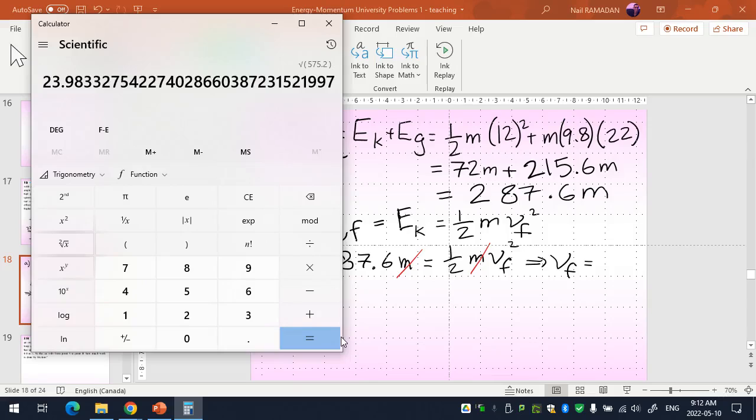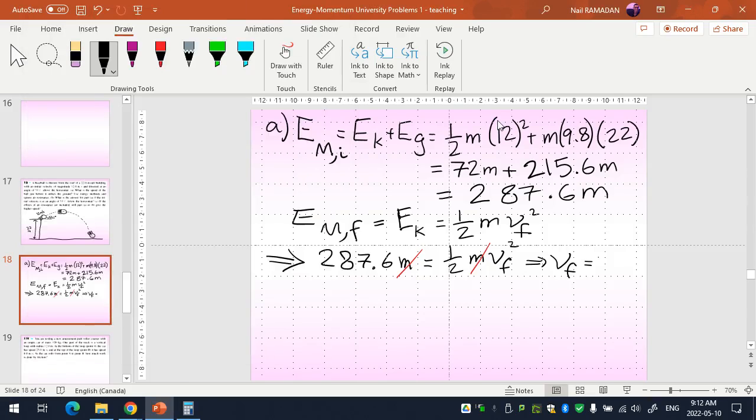So what's the significant figures situation in the whole problem? 3. So what would this be to 3, technically? 23.98, you cut it at the 9, whoops, that bumps it up. So it should be what? 24.0. Wow, almost double the speed. 24.0 meters per second. Nice.